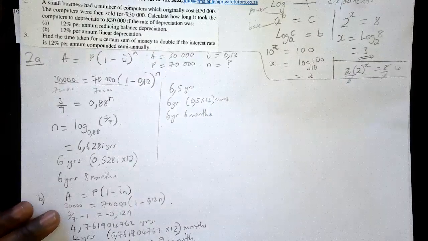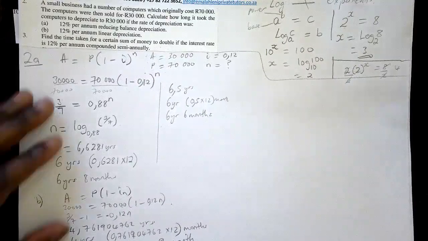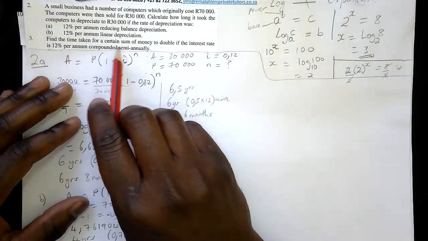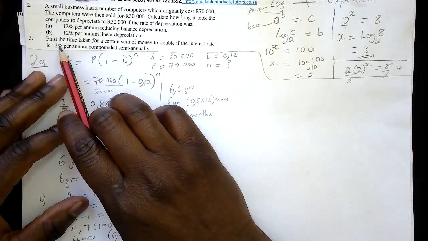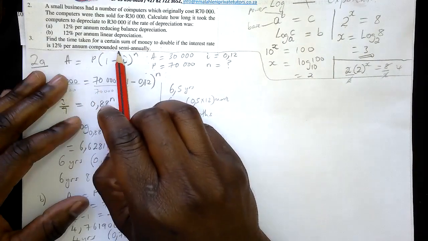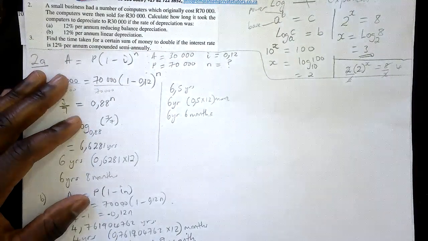Okay. Now let's move on. Find the time taken for a certain sum of money to double if the interest rate is 12% per annum compounded annually.